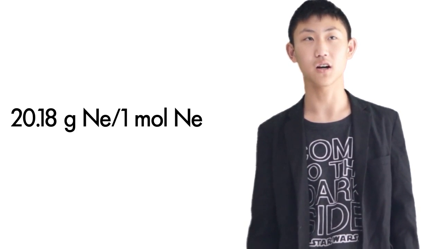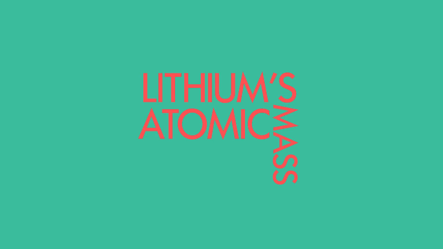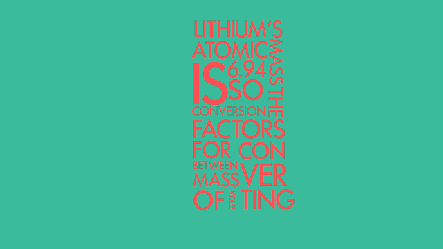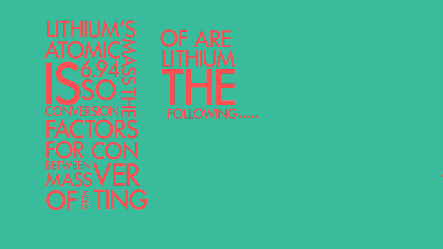Neon. The atomic mass of the element neon on the periodic table gives us a molar mass of 20.18 grams over moles. Conversion factors for converting between grams and moles of neon are the following. Lithium's atomic mass is 6.94, so the conversion factors for converting between mass and moles of lithium are the following.